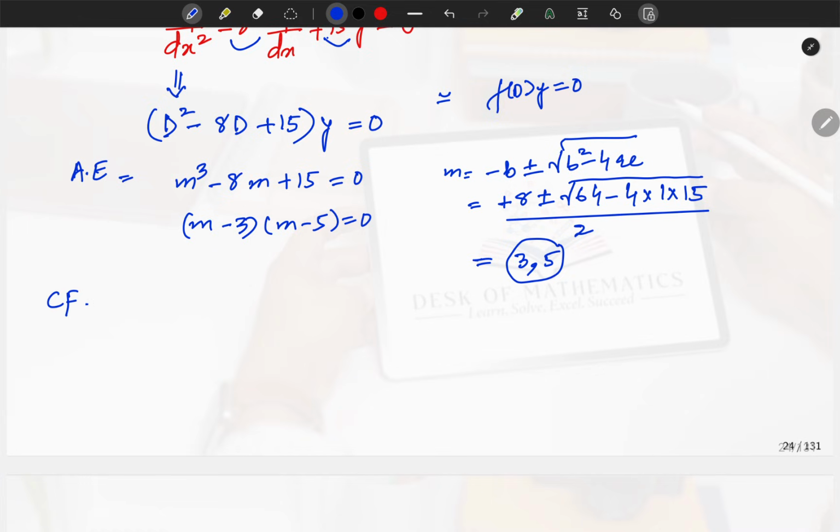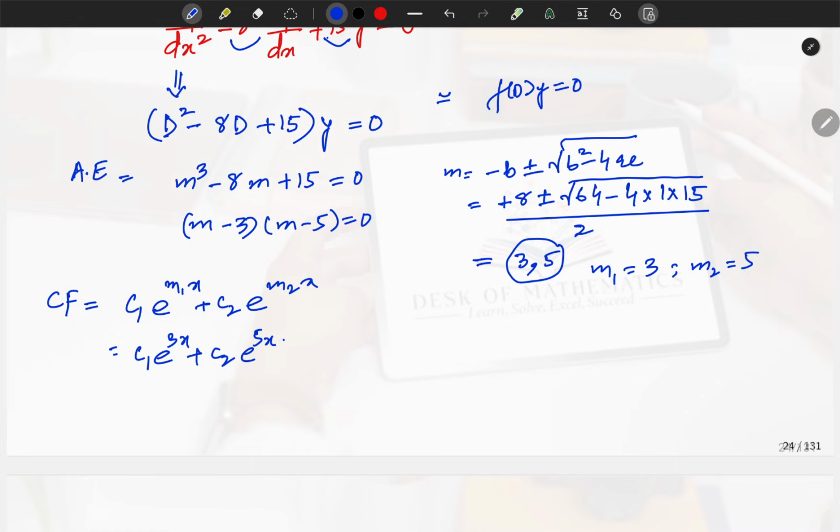So the complementary function will be c1 e raised to the power m1 x plus c2 e raised to the power m2 x. You have m1 is equal to 3 and m2 is equal to 5. So you have c1 e raised to the power 3x plus c2 e raised to the power 5x. So this is the solution; this is the complementary function.